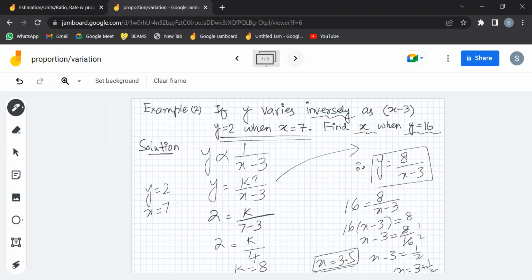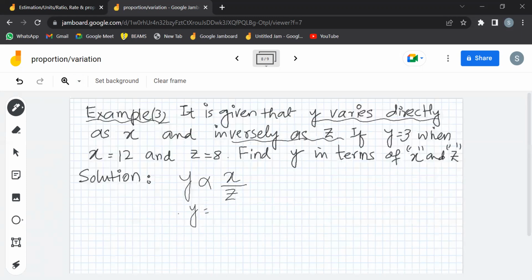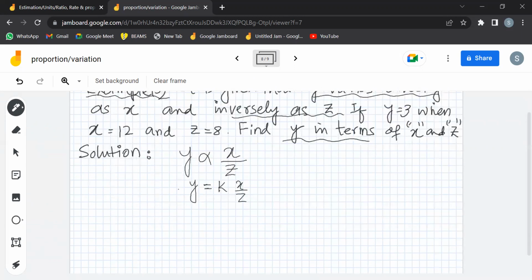The last question is example 3. It is given that y varies directly as x and inversely as z. There are 3 variables involved. y varies directly as x, right in the numerator, and inversely as z, right in the denominator. You can write it directly. y is equal to, when we remove this sign, write k, so k into x over z. And the question is find y in terms of x and z.